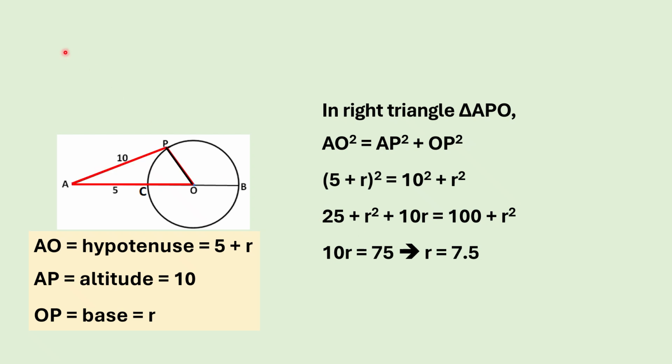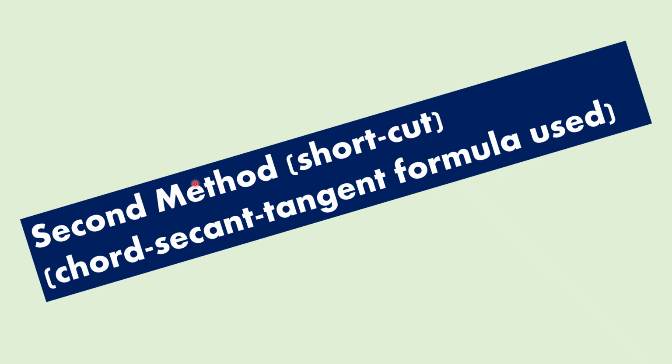Now we will see another method. Now the second method is a shortcut method. It is a shortcut method because we will be using the chord, secant, tangent formula. There we used only the Pythagoras theorem in the first method. Here we will be using the chord, secant, tangent formula. Let us see the second shortcut method.